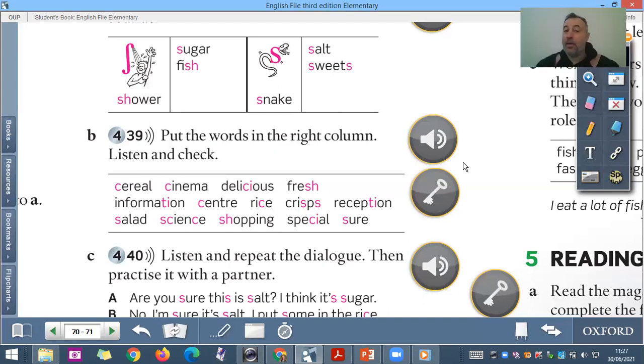All right. Maybe you should listen to it again. Divide the words into 2 columns: the shower, sugar and fish, and the snake, salt, and sweets. Okay. And then you write them down. So listen to it again.